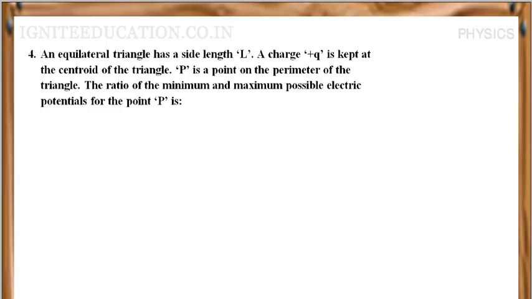See this problem. An equilateral triangle has a side length L. A charge +Q is kept at the centroid of the triangle. P is a point on the perimeter of the triangle. The ratio of the minimum and maximum possible electric potentials for the point P is.